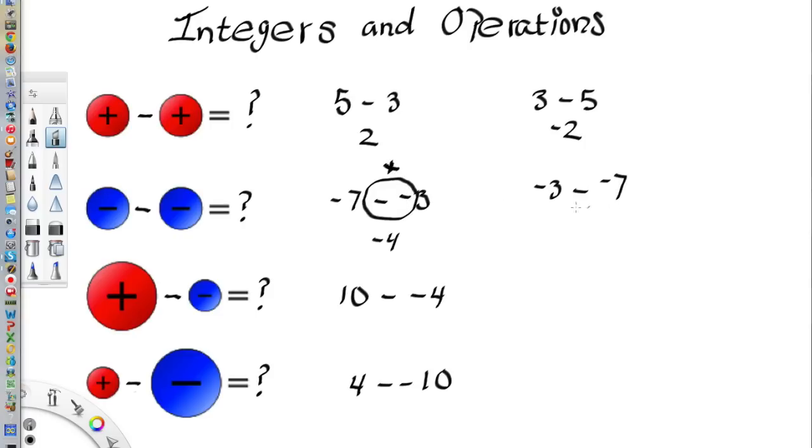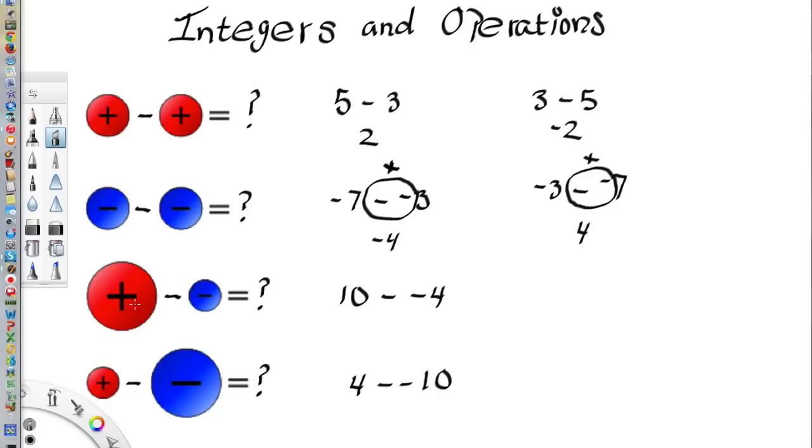Okay, and we have another problem. Let's say we have negative 3 minus a negative 7. Again, we have a double negative. The only way you can take away a negative 7 is by adding 7. So now I have a negative 3 plus 7. This time my answer would be a positive 4, because I'd be able to take away the 3 negatives by adding 3, but I'd still have 4 left to add.